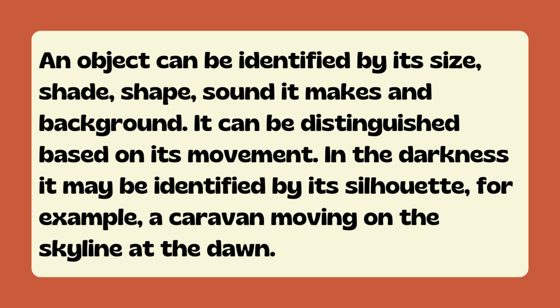An object can be identified by its size, shade, shape, sound, and background, and can be distinguished based on its movement. In the darkness, it may be identified by its silhouette, for example, a caravan moving in the skyline at dawn.